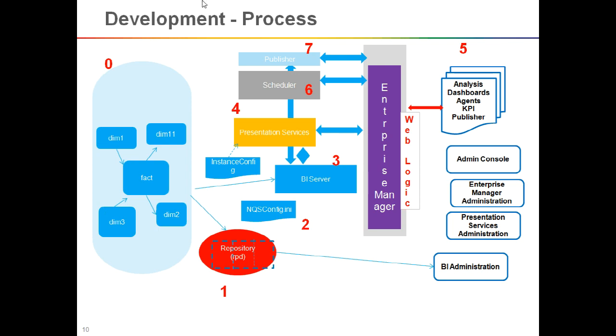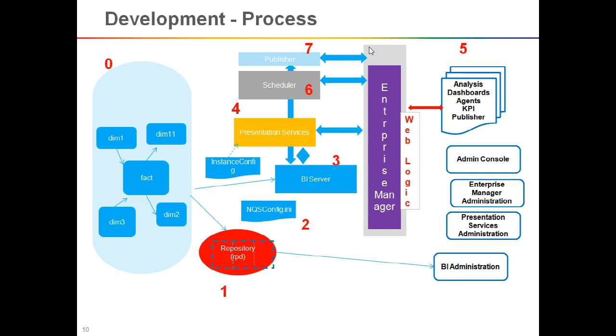There are different other components also, like scheduler and publisher. So this is all additional. When we are going to work on them, we require them; otherwise we don't require them. That's why they are the second priority.